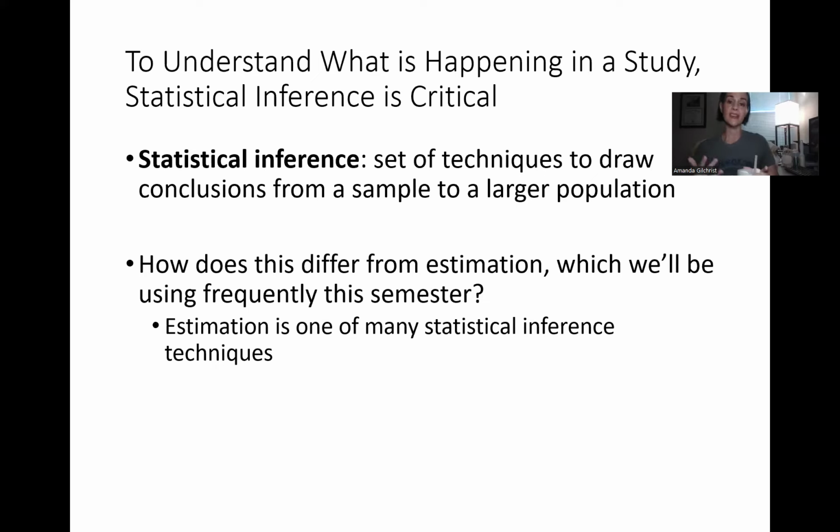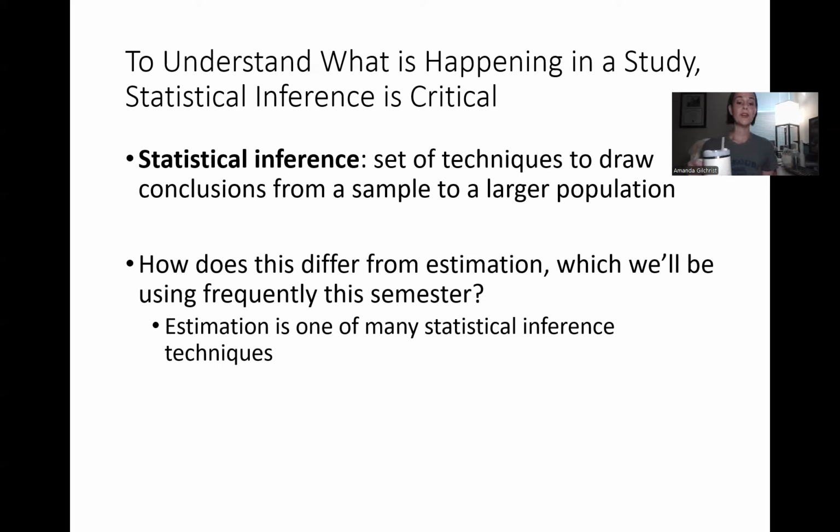To understand what's happening in a study, statistical inference is going to be really critical. Statistical inference is really nothing more than a set of different techniques to draw conclusions from a smaller sample to a larger population. Unfortunately, you are never going to be able to sample everybody in your population of interest, even at a very small college. So inference is going to be critical.